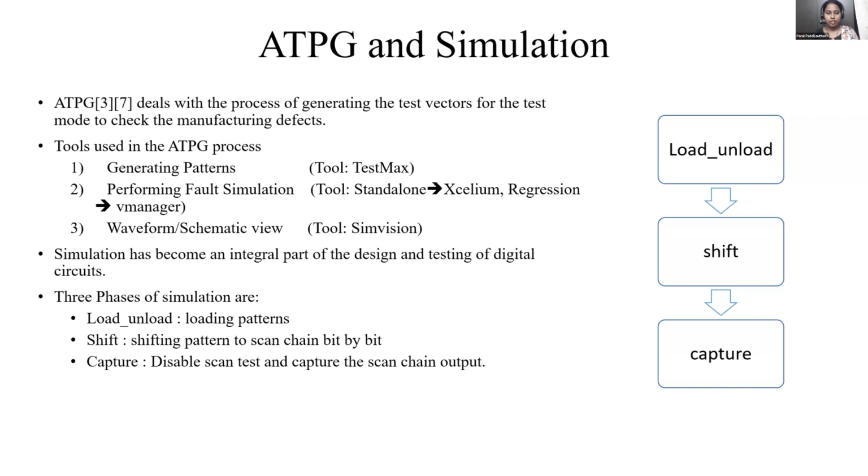Next is shift. Like I have told you, there is a chain of flip-flops in test mode. We have made a chain, so shifting the test pattern from the input through the entire chain is called shifting. And then, giving the important primary outputs and observing how the circuit behaves is capturing the output, how the circuit behaves.